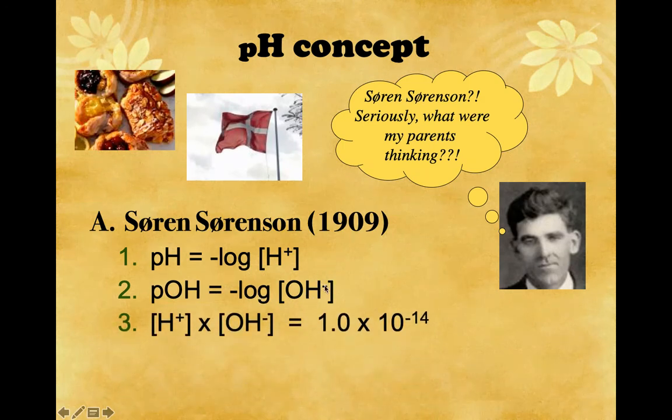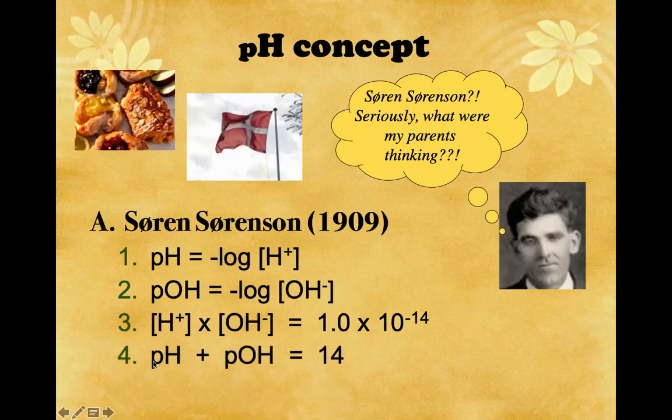Well, it turns out that if you multiply the H plus concentration times the OH minus concentration, that will equal 1.0 times 10 to the negative 14. Because remember what I showed you earlier, H pluses, when neutral, is 1 times 10 to the negative 7, and OH minus is 1 times 10 to the negative 7. So 1 times 10 to the negative 7 times 1 times 10 to the negative 7 is 1 times 10 to the negative 14.